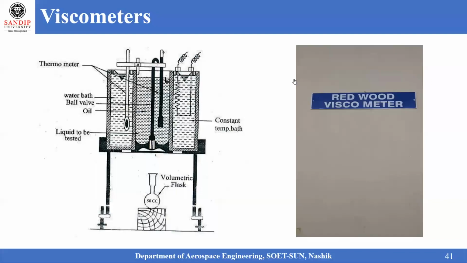Now today, in this session, we will see what exactly viscometers are, how they work, and how we can measure viscosity. Viscosity is the property of a fluid which offers resistance to the fluid motion. That is what we mean in general when we talk about viscosity. Now the question comes: how do we measure the viscosity?